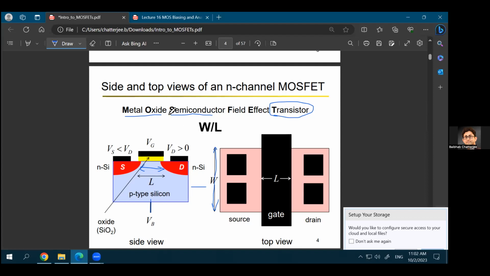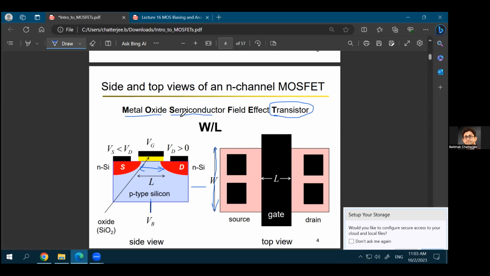Why is it called a field effect transistor? That's because you have a voltage applied at the gate to control the current flow between the drain and the source. As you're applying a voltage at the gate, you are creating an electric field. So this is a field effect transistor. On the other hand, BJT is a current control transistor, whereas the MOSFET is a voltage control transistor. As you're applying a voltage, you're creating an electric field. That's why it's called a field effect transistor.